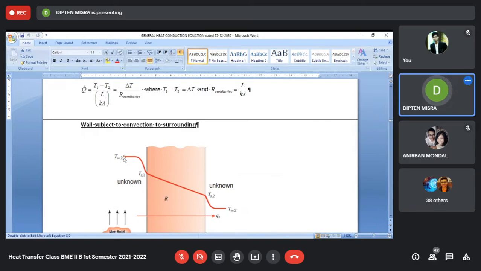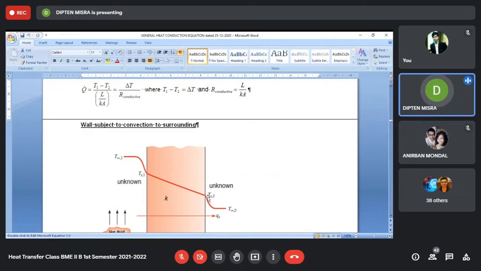The free stream temperature means the temperature at a far away point where there is no variation of temperature. If you measure the temperature over here, or at other points away from the wall, you'll see that the temperature is constant, and that temperature we call the free stream temperature, indicated as T infinity 1.